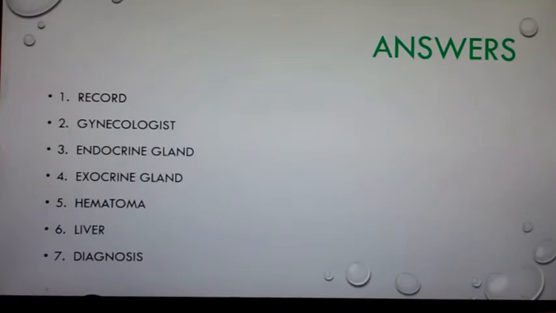Answers. Number 1, record. Number 2, gynecologist. Number 3, endocrine gland. Number 4, exocrine gland. Number 5, hematoma. Number 6, liver. Number 7, diagnosis.